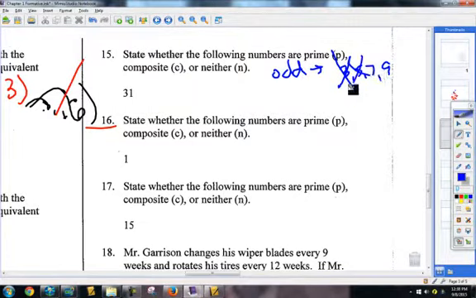Is there a rule for 7? No, you just may have to go in here and do 31 divided by 7. And that would not be. Remember, the rule for 9 is the same as 3, so 3 plus 1 is 4. Is 4 divisible by 9? No. This is a prime number.